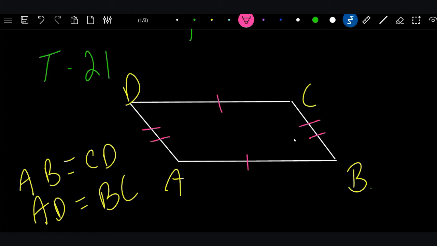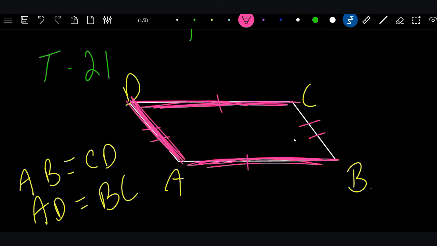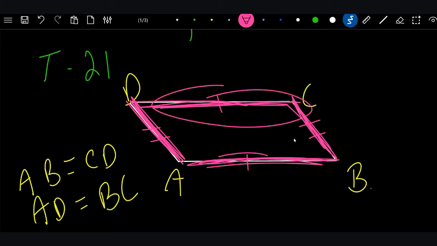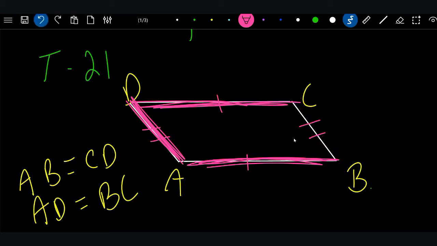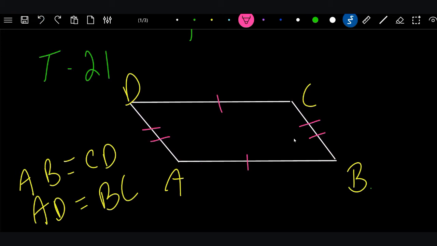How do we know that? Well, the reason why we know that is because this line on top and this line on the bottom are being constrained or limited by these lines on the side. And these lines on the side are being limited by these lines on the top and the bottom. They're all working together to limit the other ones on how far they can go, what the distance is. And once you prove that they're equal, you also prove that they're parallel.